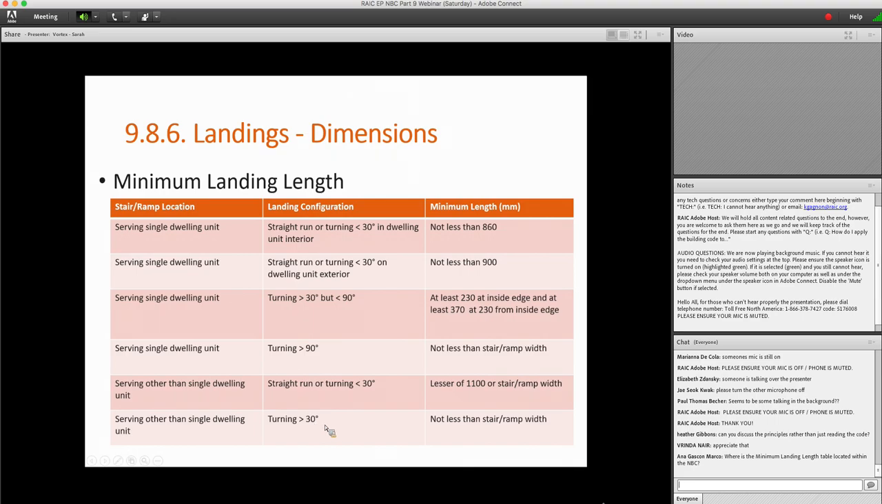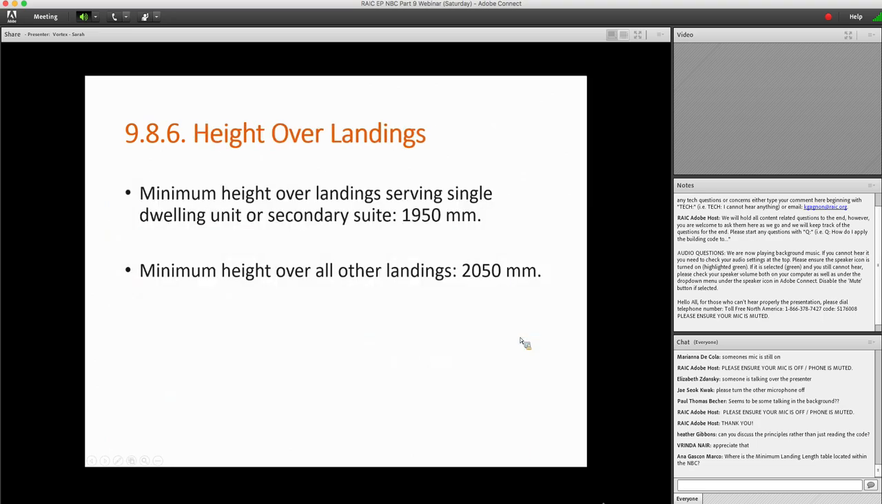If you have a turn greater than 30 degrees, your landing length is, again, not less than the stair or the ramp width. So height over landings are similar to the heights over stairs. The minimum height of a landing serving a single dwelling unit or a secondary unit must be not less than 1950 millimeters. And over all other landings, this must be increased to 2050 millimeters.